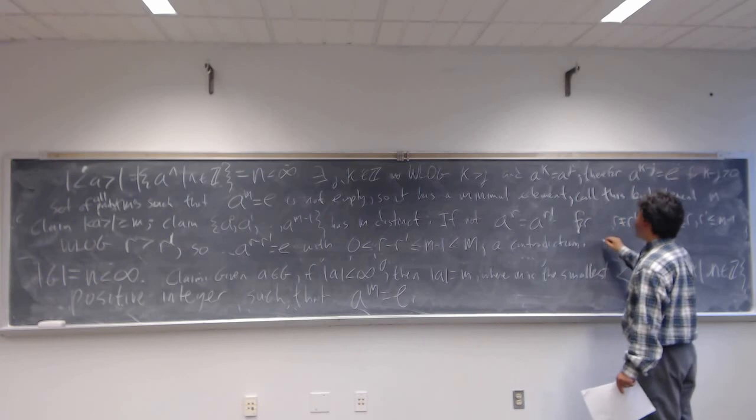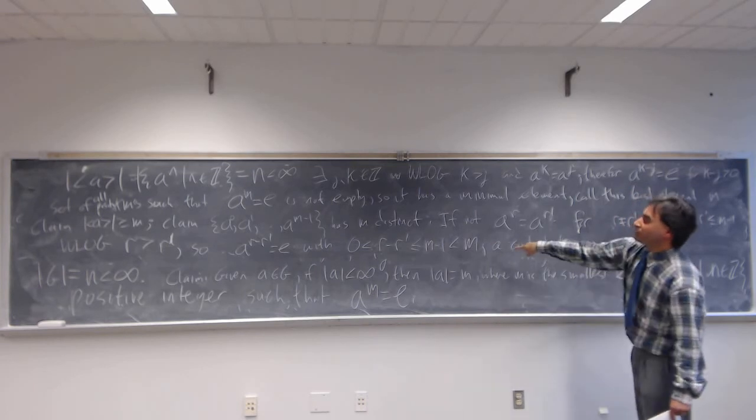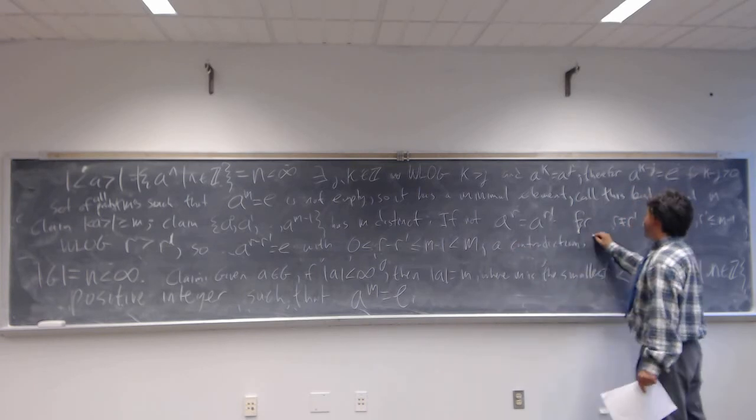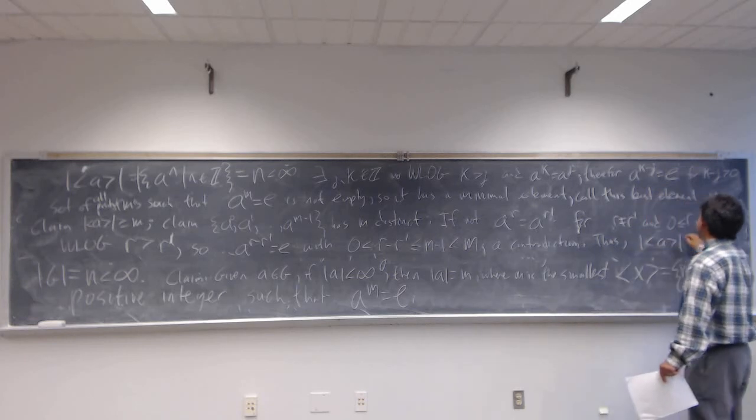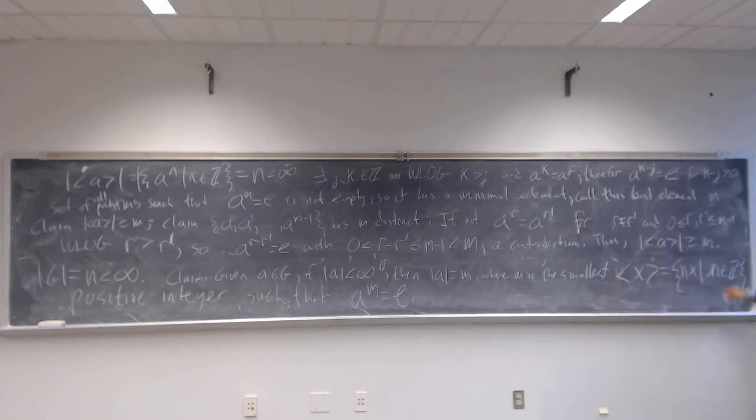So what does that tell us? That tells us that those elements are all distinct. And as we indicated, if those elements are all distinct, there's got to be at least m different elements in that set.